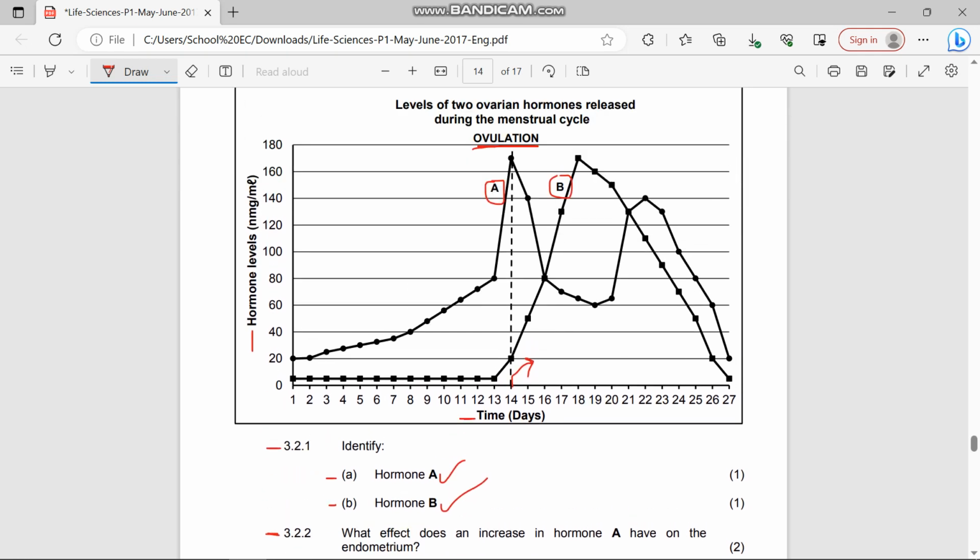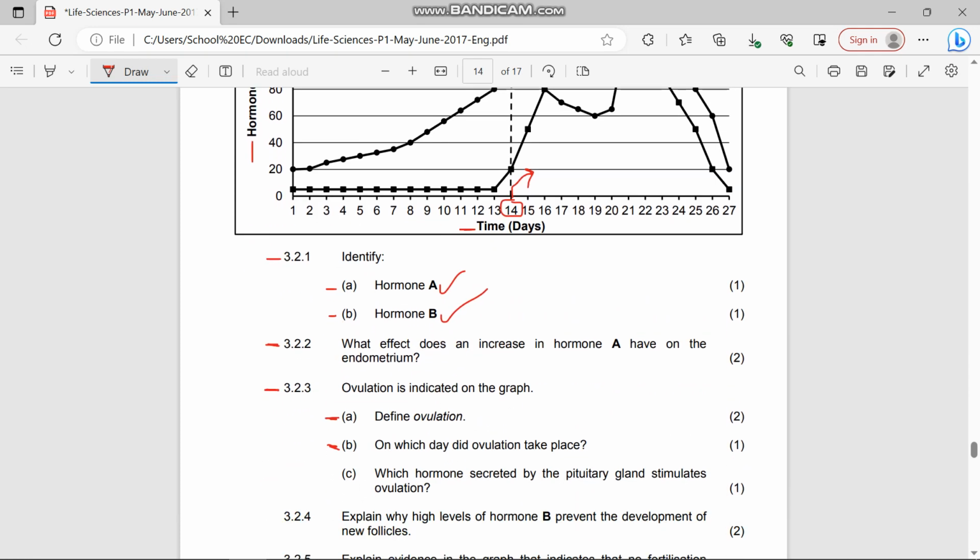Day 14, as you can see. Each and every time, I even told you in the past lessons that ovulation takes place on the 14th day, okay, day 14.